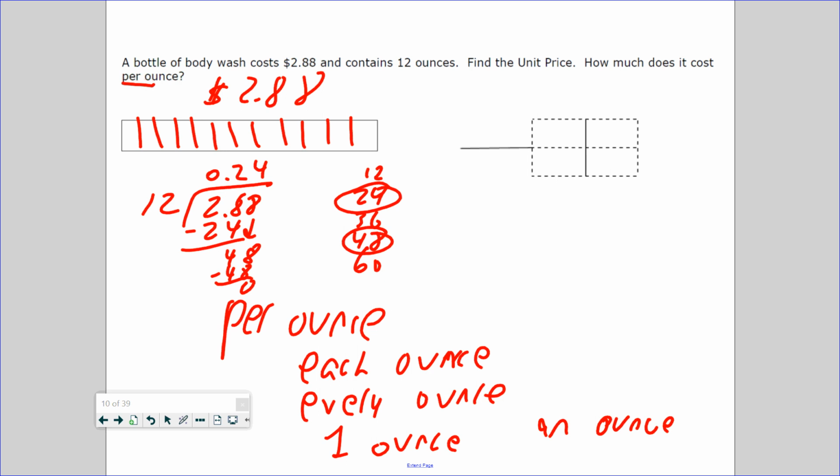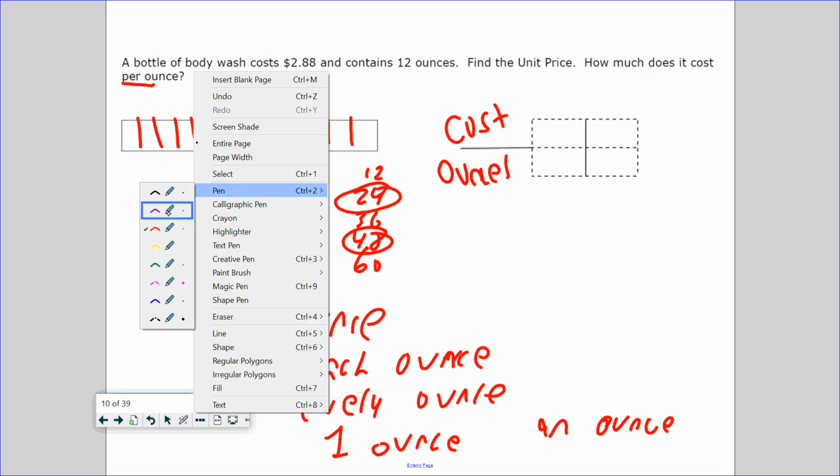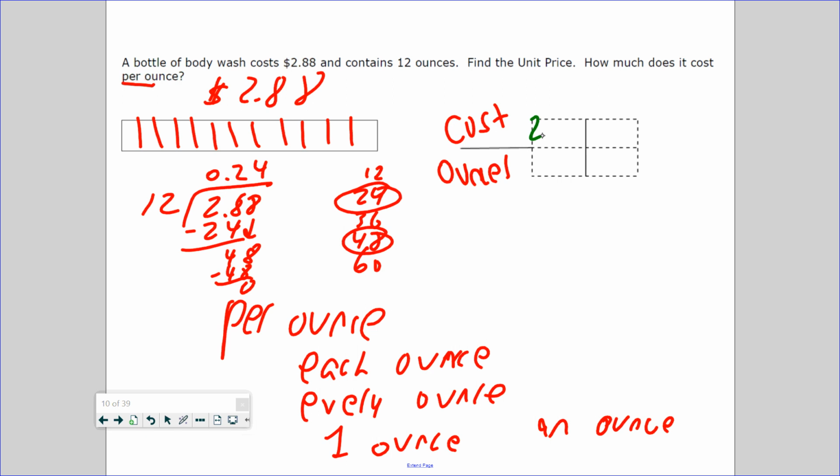What if you don't like bar diagrams? You prefer something called a table. So this is cost, and these are ounces. I'm going to use a different pen color so you see what I'm doing with this one. So the cost is $2.88 for 12 ounces. How much does it cost per ounce? What number is that? Hopefully you said 1 ounce, each ounce, an ounce. So how do you break down 12 ounces to 1 ounce? Divide by 12, divide by 12, and 288 divided by 12 is 24 cents for 1 ounce.